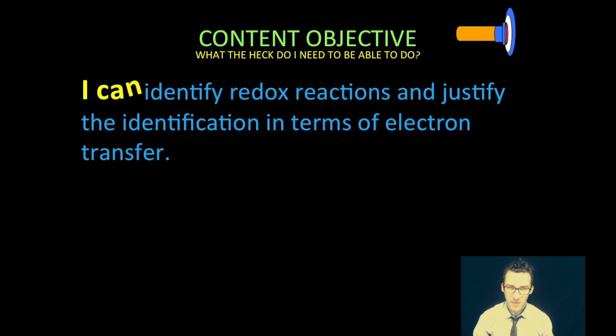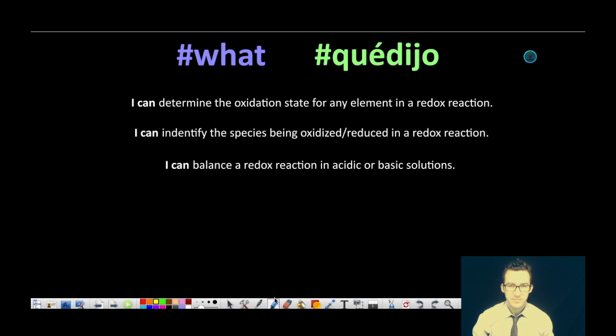We're going to start off by identifying redox reactions and justifying the identification in terms of electron transfer. Get excited: oxidation, reduction, transferring electrons. Woo! So let's break that down a little bit.